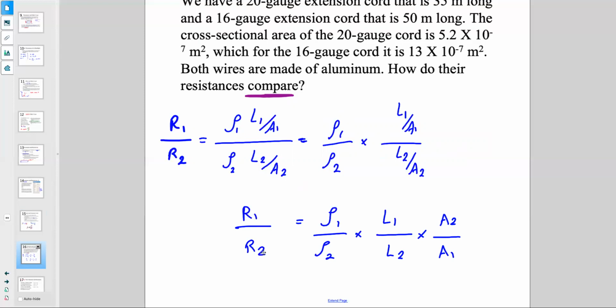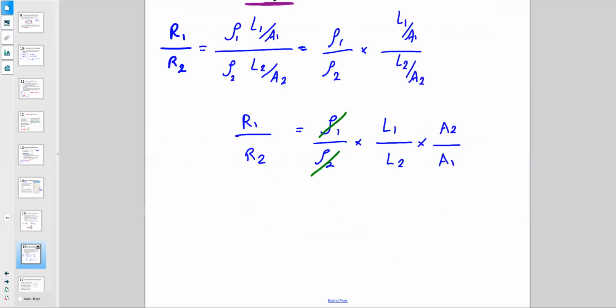If they are the same material, which in our case they are, both being aluminum, then your rho will cancel out, and it only depends on L and A. So that's how you can compare them. Just put the numbers in for L1, L2, A2, and A1, and compare R1 and R2 to find out what the relationship is between them.